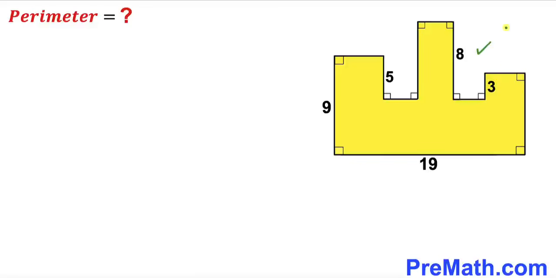In this video, we have been given this interesting yellow polygon, as you can see in this given diagram, such that its horizontal side length has been given to us as 19 units, whereas these vertical side lengths are 9, 5, 8, and 3 units respectively. And furthermore, all of these angles are 90 degrees each. Our task is to calculate the perimeter of this given polygon.